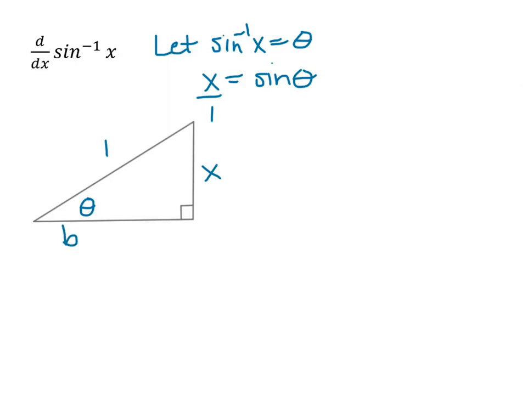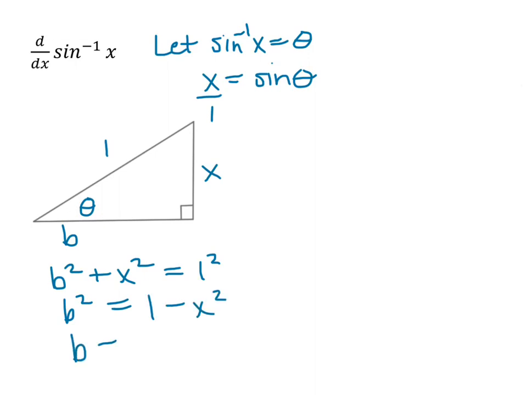And by the Pythagorean theorem, which we can apply, b squared plus x squared equals 1 squared. By subtraction, solving for b here, b squared equals 1 minus x squared. And by the square root property, b will equal the square root of 1 minus x squared. I like to label that value or expression for b right next to the triangle. b equals the square root of 1 minus x squared.